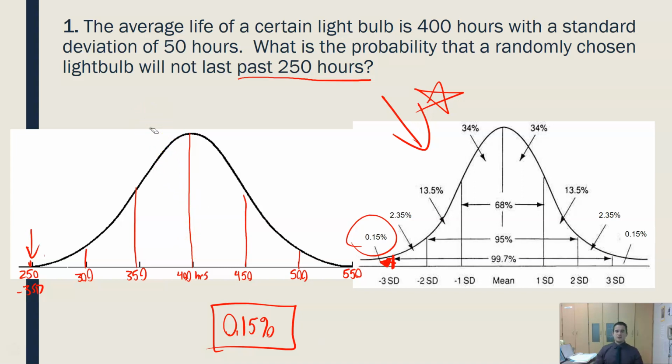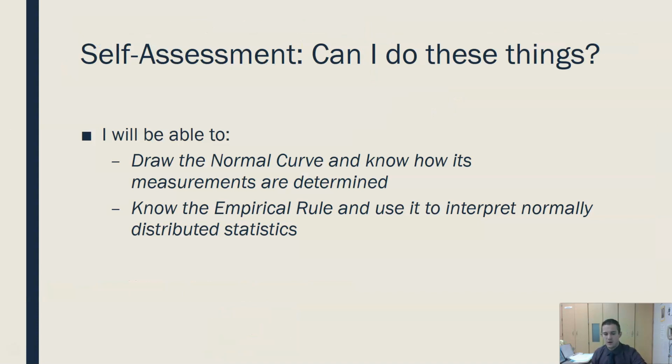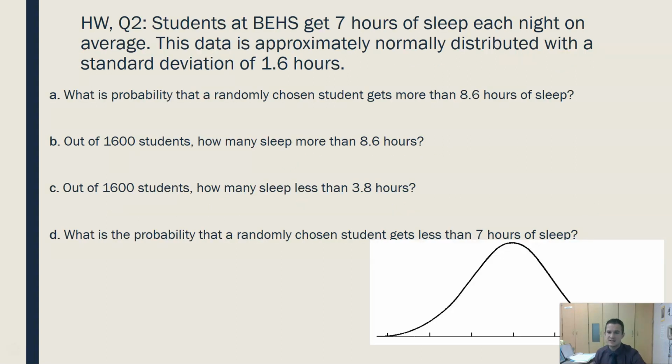Okay? Because of how spread out the values are for how long these light bulbs last, it's extremely unlikely that a light bulb will last less than 250 hours. Okay, so I'm going to give you a quick self-assessment, but I am going to do a homework problem real quick, one of the problems off of the homework. But I hope you're able to draw the normal curve and now know how its measurements are determined, and know the empirical rule and use it to interpret normally distributed statistics.